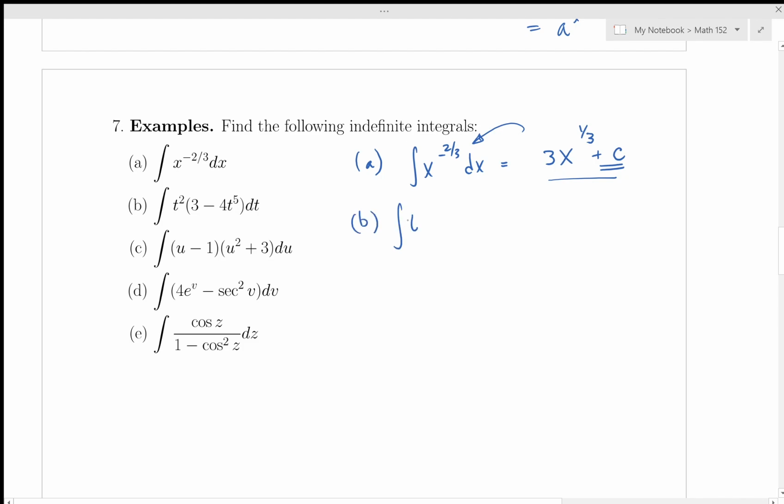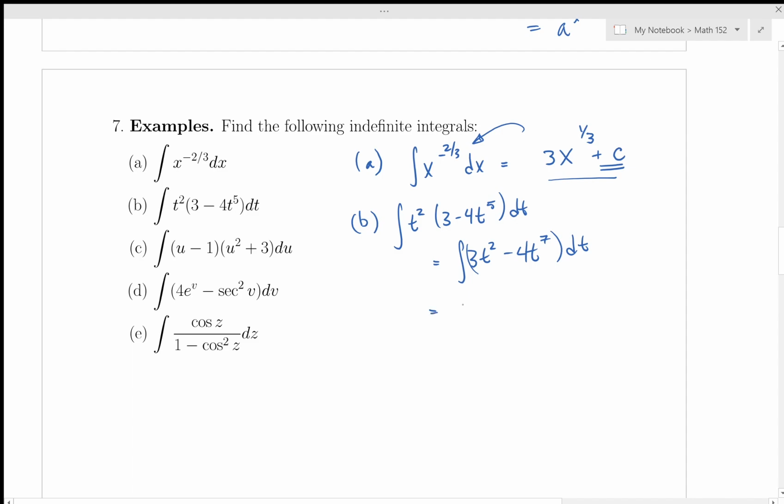That would be the integral of t squared (3 minus 4t^5) dt. Okay, it's a product, which makes it look like it might be a little bit more difficult. If it was just a single polynomial, I would think that would be easy. So my idea is to expand this as 3t squared minus 4t^7 dt, and then it basically becomes two problems, just like the first problem above.